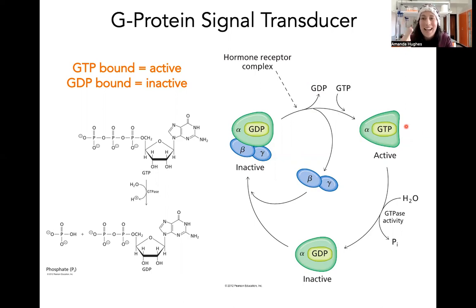So in order to deactivate this alpha subunit, you'll have GTPase, which is an enzyme that cuts right here, this GTP, and makes it back to GDP, which turns off that transducer. So it removes itself, or it unbinds from the adenylyl cyclase, which then mutes adenylyl cyclase activity. And this, in the inactive form, can go back and bind the beta and gamma subunits, and then move back and sit on the receptor again and wait for the next signal to come. So that's about the chemistry, or the biochemistry, of the transducer.